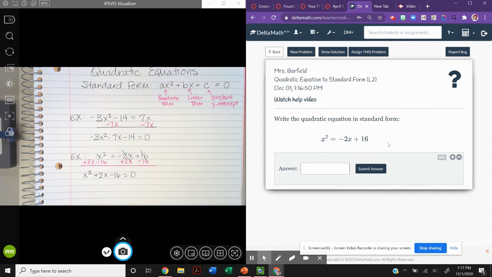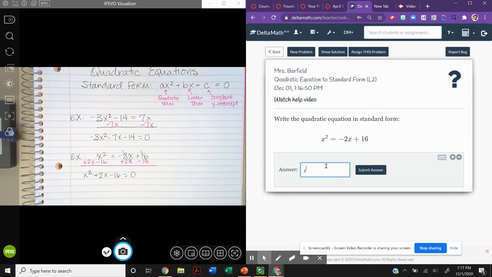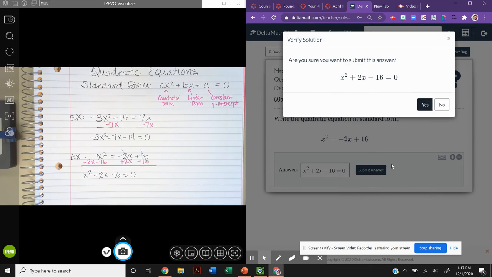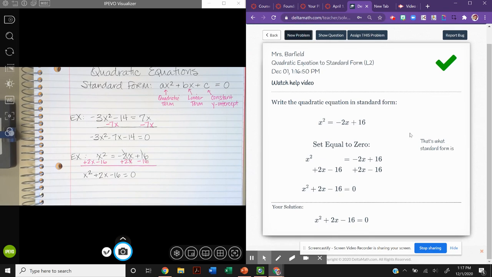All right, I'm going to type that in. So x squared plus 2x minus 16 equals 0. Submit my answer. Yes, and I got my green check.